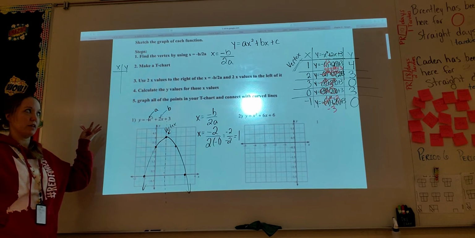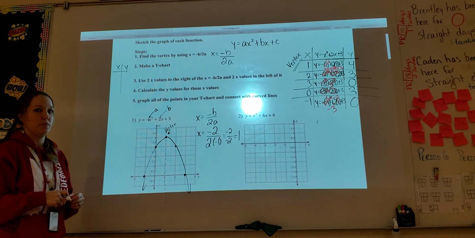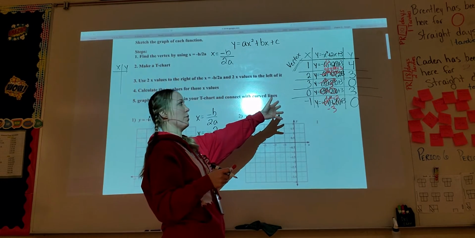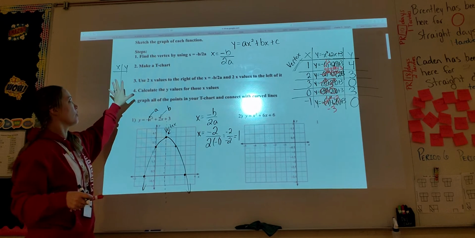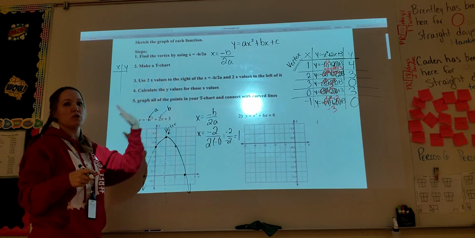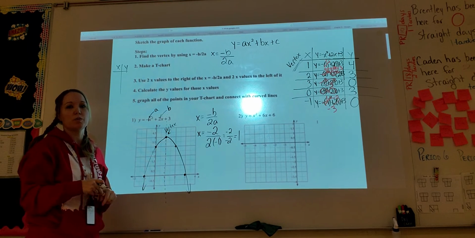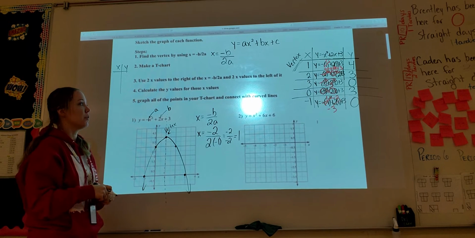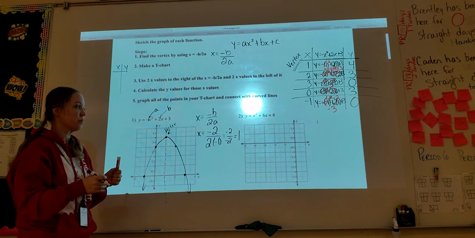Now I've graphed it. I used this table in order to help me graph it. The next one I'm going to show you with a T-chart, just so you can see me doing both ways, depending on which one you prefer. So the next one I'm going to do a T-chart.